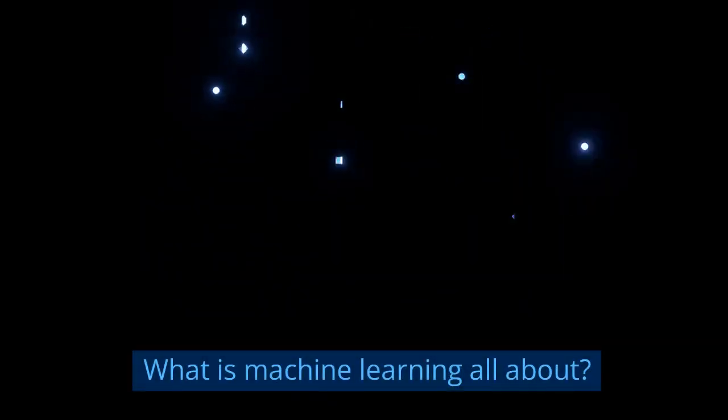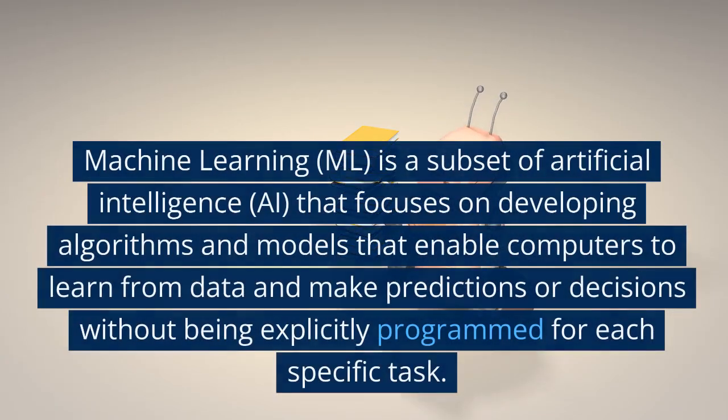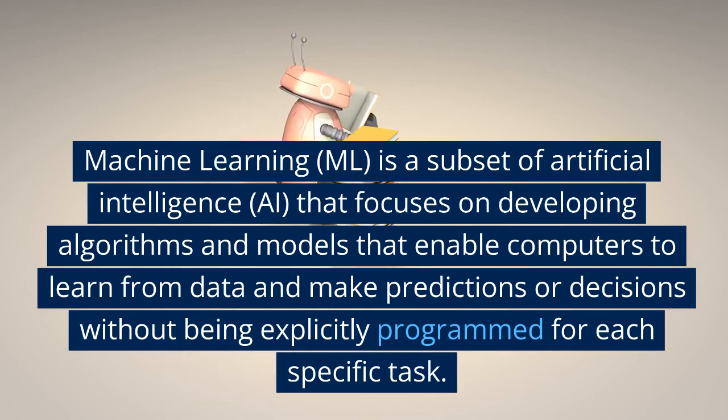What is machine learning all about? Machine learning, ML, is a subset of artificial intelligence, AI, that focuses on developing algorithms and models that enable computers to learn from data and make predictions or decisions without being explicitly programmed for each specific task.